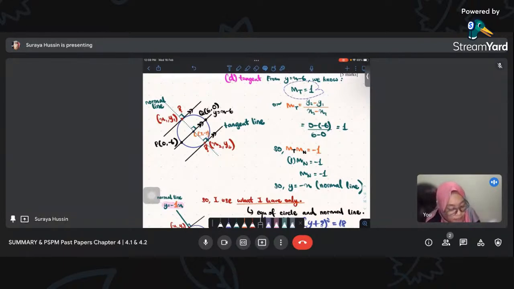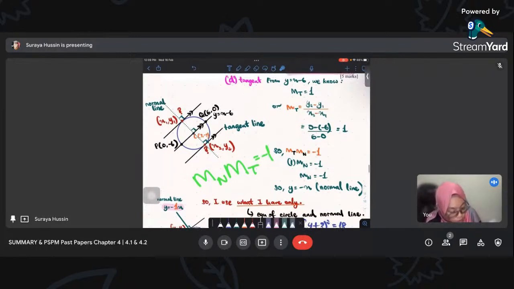Okay, first of all, apa yang kamu kena faham, MT adalah gradient untuk tangent. Manakala MN maksudnya gradient untuk normal. So you kena pandai faham bahawa we have MN darab MT is equals to -1. We know this formula already. We know this formula very, very clearly.